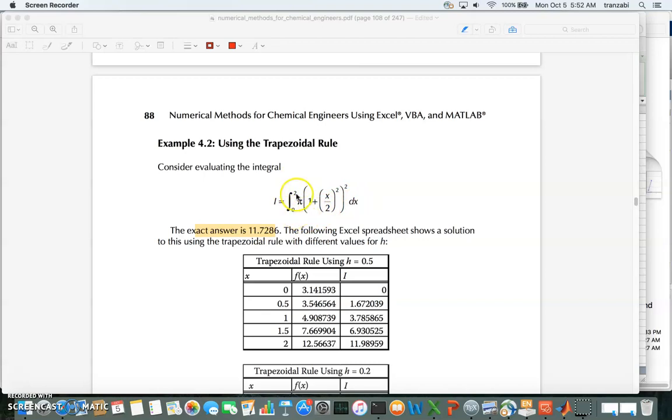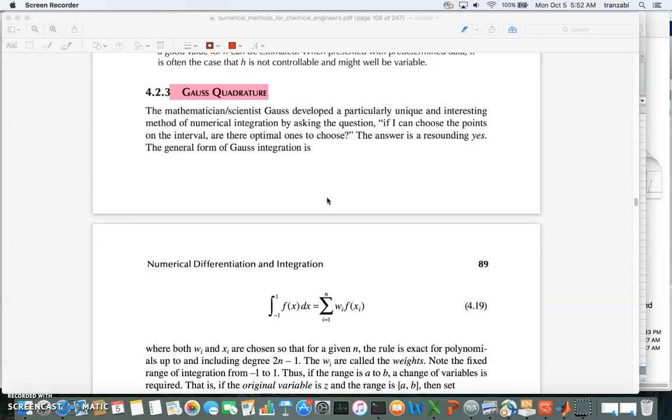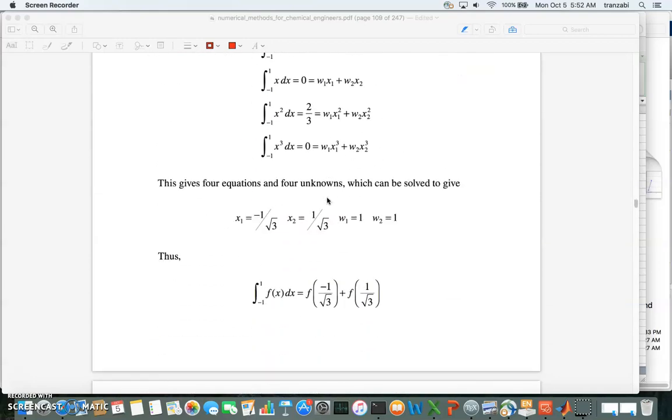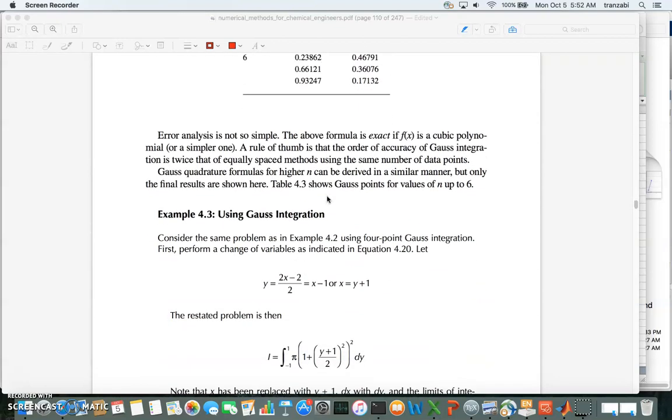First I notice that the limit is not -1 to 1, so I have to conform the limit to be -1 to 1. I have to use a change of variable to convert x to something else which only varies from -1 to 1. In this case, the book did that and the variable is y. If y is 2x minus 2 divided by 2, simplified, it becomes x minus 1.